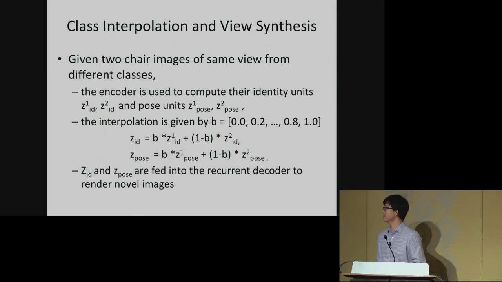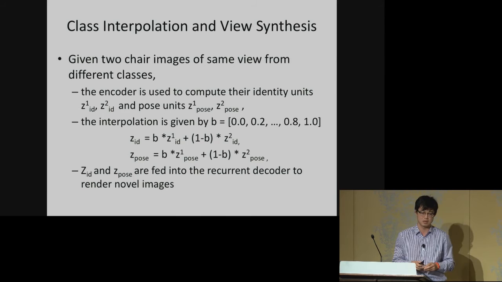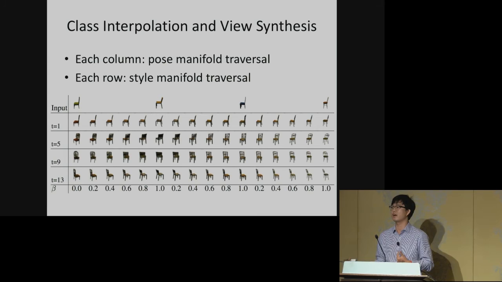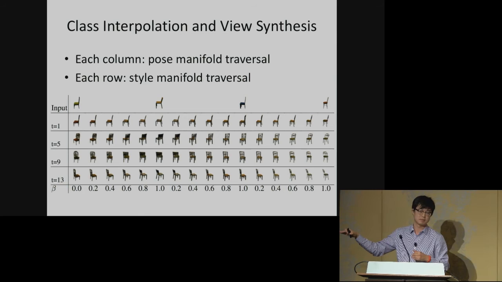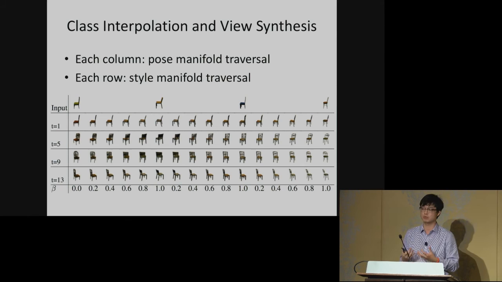The last experiment I'll present is a more interesting one. We want to play with class interpolation and viewpoint synthesis at the same time. Basically, it's like a manifold traversal experiment. Let's go to the figure. Given the four chairs of the same viewpoint but different style in the first row, we want to interpolate between these four chairs. In each column, you can see the regular pose manifold traversal we presented in the beginning. But in each row, this is a style manifold traversal from one chair to the other. You can see that the style changes gradually and smoothly, and the shape is well preserved in this case.